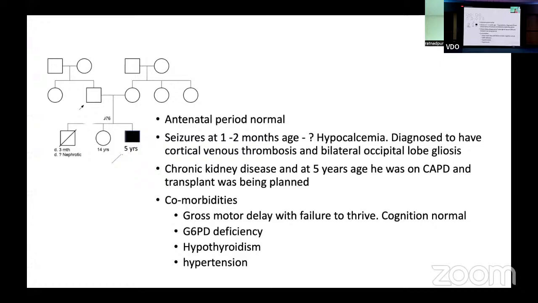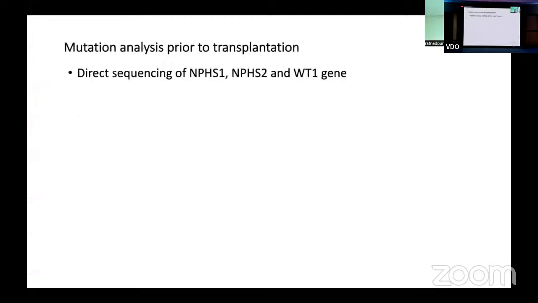At about 5 years of age, he was diagnosed to have chronic kidney disease and went on to dialysis, and a transplant was planned. So when you're going to do a transplant, you look at all the comorbidities. He had some motor delay. That was really because of the chronic disease, because his cognition was normal. He had associated G6PD deficiency, hypothyroidism, and hypertension.